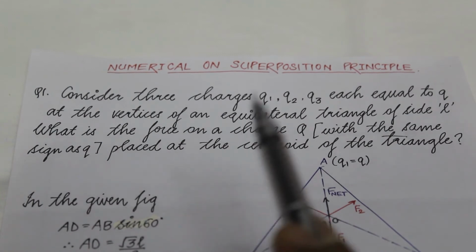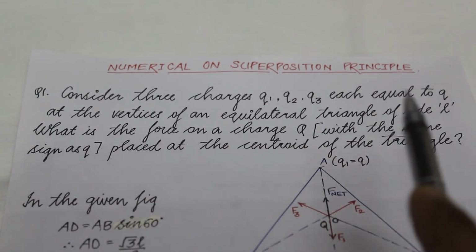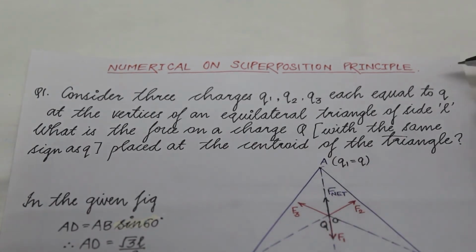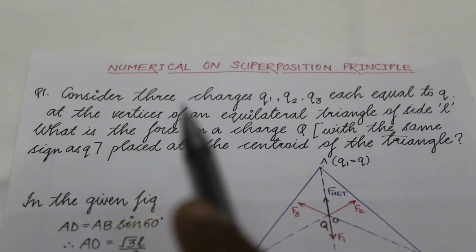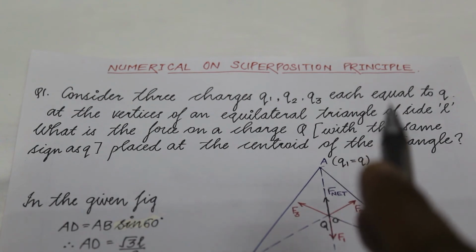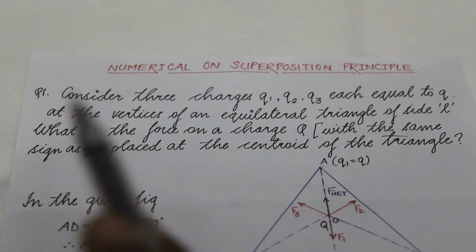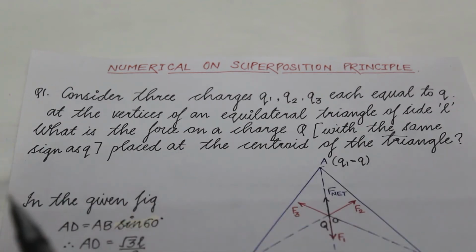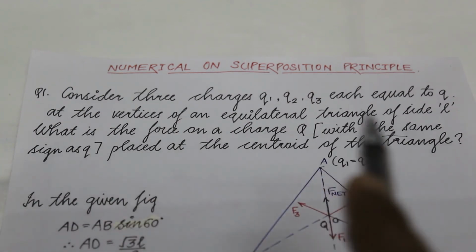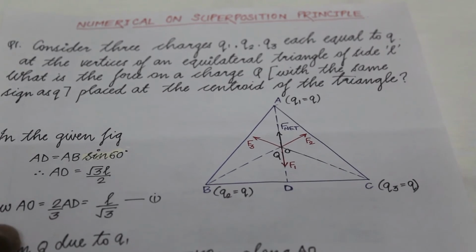Consider 3 charges Q1, Q2, Q3 each equal to Q, meaning the magnitude of each charge is Q, at the vertices of an equilateral triangle of side L. What is the force on the charge capital Q, whose magnitude is also Q, placed at the centroid of the triangle? So first we need to draw the diagram.